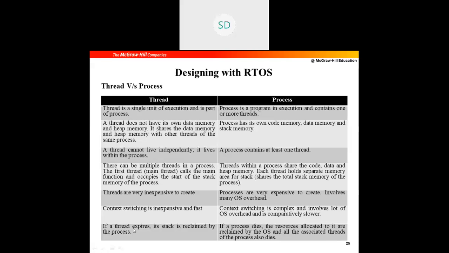If a thread expires, its stack is reclaimed by the process, right? If one particular thread's execution is not done and it expires, we can restart it easily, because it is within the process itself. We can get one more, separate stack, and then the execution can be restarted. Whereas if a process dies, the resources allocated to it are reclaimed by the OS, and all the associated threads of the process also die. So this is the major difference. Whenever the process dies, the entire set of threads will also die. So this is about processes, threads and applications.